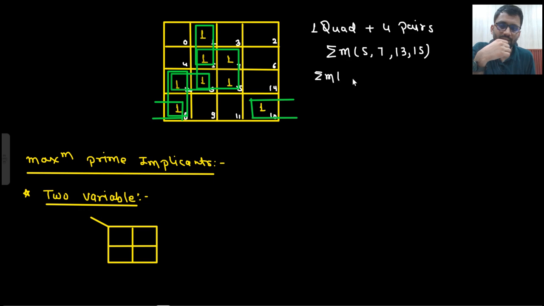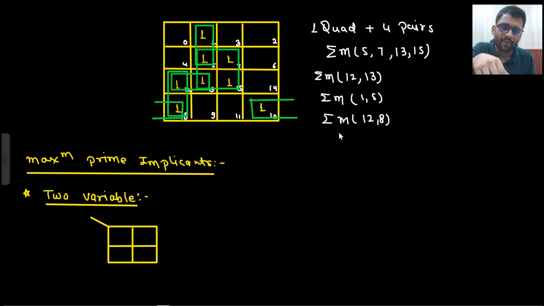Now the pairs: 12 13, right? 1 5, 12 8. What else? 10 8, 10. Okay, so these many pairs are there.